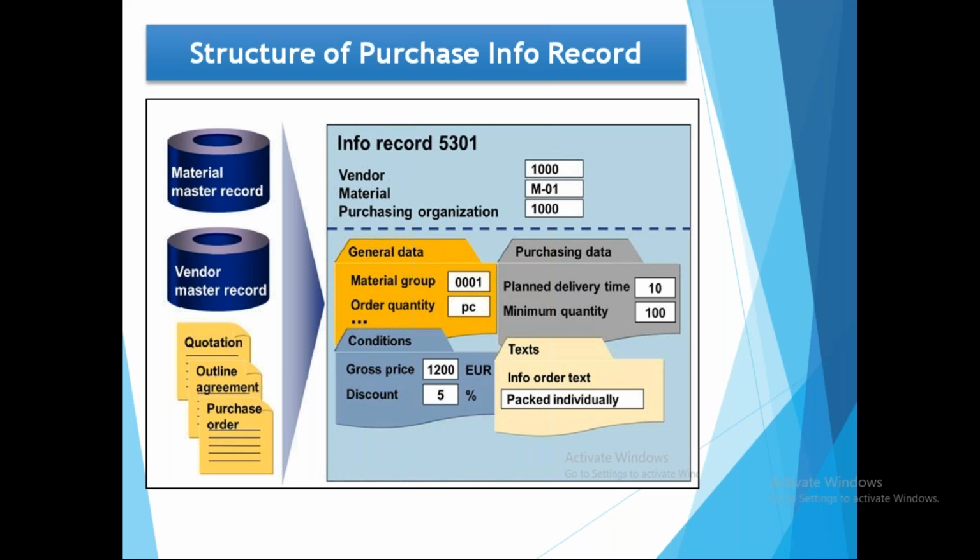That is why I told you, whenever you are creating an info record, the system will first propose the data from the material master record and vendor master record, where you can overwrite the data. See, as of now the planned delivery time is coming by default.